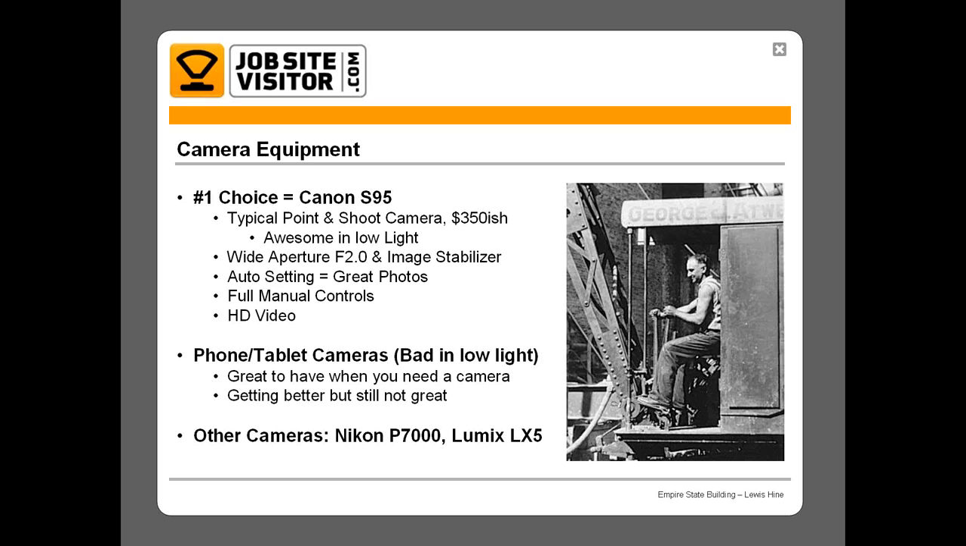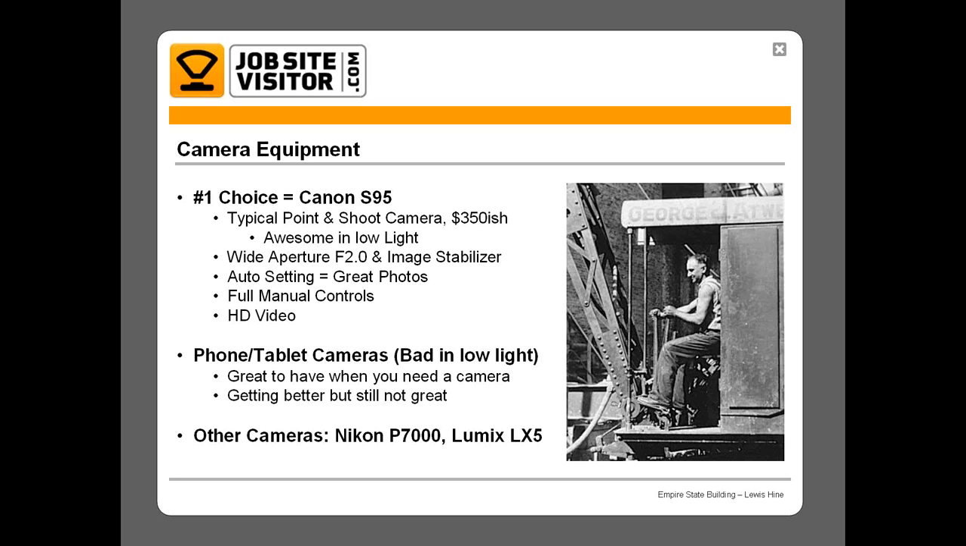It's a typical point-and-shoot camera, about $350. It takes awesome pictures in low light. It has a really wide aperture, which basically lets a lot of light in when you're in a dark room. It's got an image stabilizer, which helps make sure that your photo is focused and not blurry. The auto setting takes great photos. Just leave it on auto and you'll be really happy. But it also has full manual controls like an SLR camera, like a big professional camera that people can play with a little bit, and it does take great HD video.